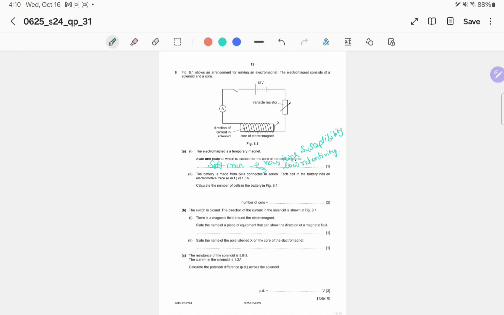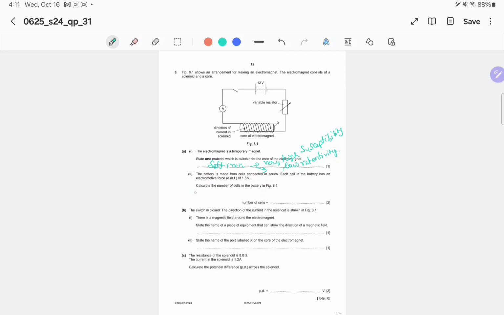The second question: the battery is made from cells connected in series. Each cell in the battery has an electromotive force of 1.5 volt. Calculate the number of cells in the battery. So what is the formula? We have to find the number of cells. We know the electromotive force.